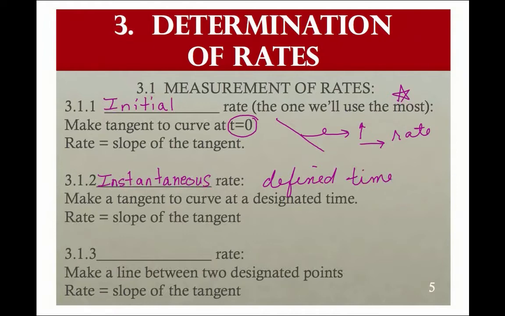And it's defined by whoever's performing the experiment. And again, we'll draw a tangent to the curve, and we'll take the slope of that tangent, and the slope will give us the rate.